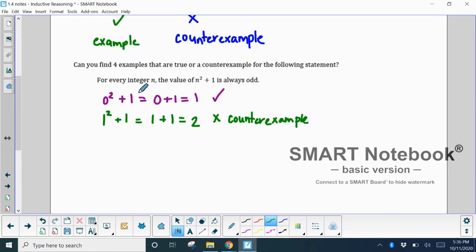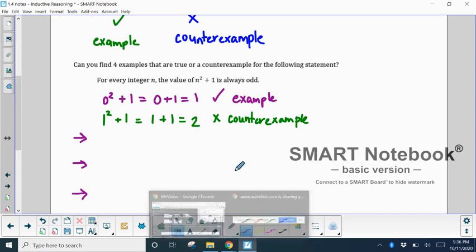So the question said, can you find 4 examples that are true? So see if you can come up with 3 more examples. So my first one here, this is an example. My second one here, this is a counterexample because it came out to be even, which would make it not true. But see if you can plug in any other numbers. You want to come up with 3 more examples that work. If you square the number, add 1, it'll be odd. So go ahead and give that a shot. See if you can come up with 3 more.